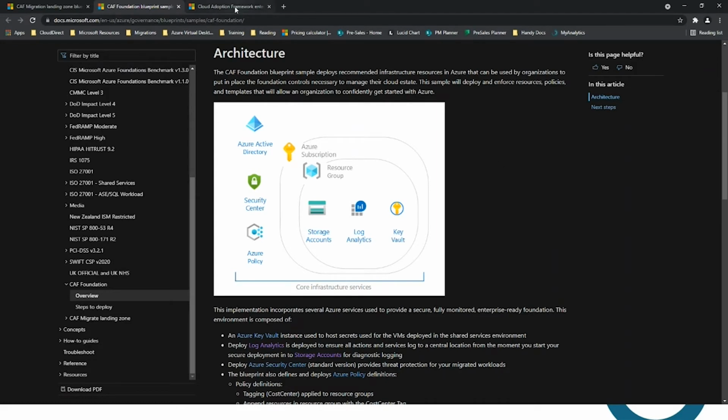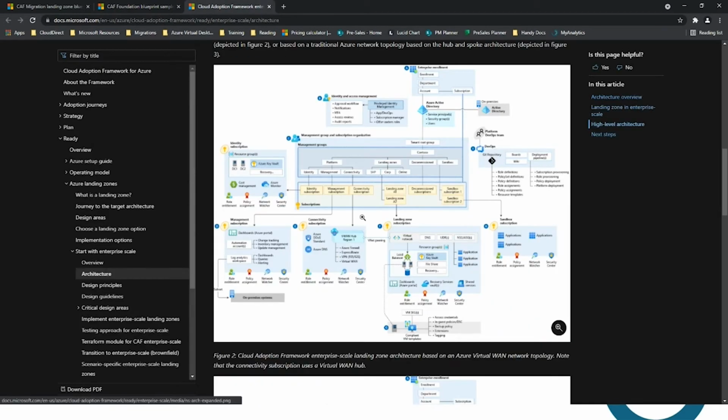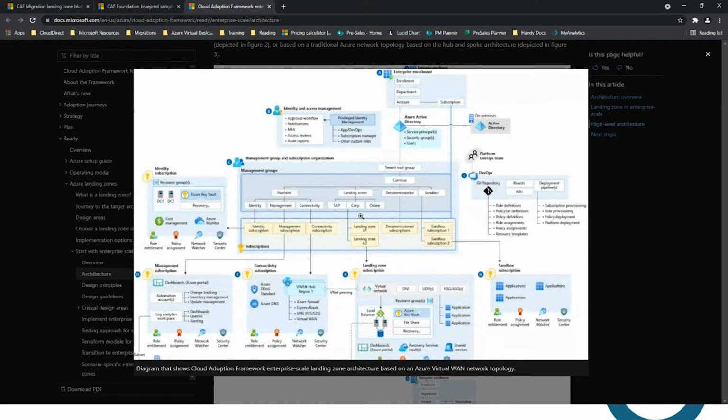So that's really 8 critical design areas. The 5 that we've discussed, plus they talk about EA agreements, and you need to think about how you want to pay for Azure. Bit more about business continuity and disaster recovery, and then also looking at platform automation and DevOps. So, how are we going to deliver applications into our cloud?